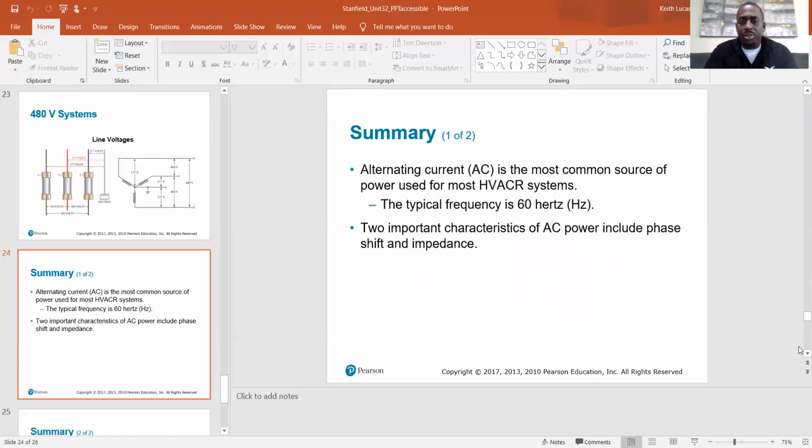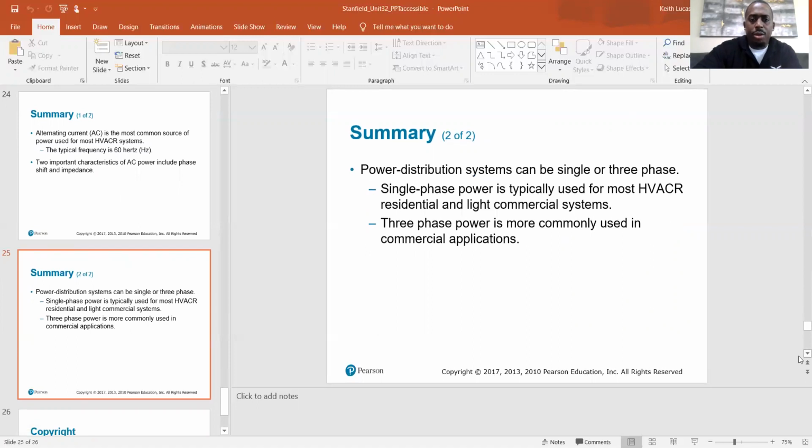So in summary, alternating current is the most common source of power used for HVAC systems. The typical frequency is 60 hertz. 2 important characteristics of AC power include phase shift and impedance. Power distribution systems can be single or 3-phase. Single-phase power is typically used for most HVAC residential and light commercial systems. 3-phase power is more commonly used on commercial applications, the bigger stuff, 5 horsepower and up motors and so forth.